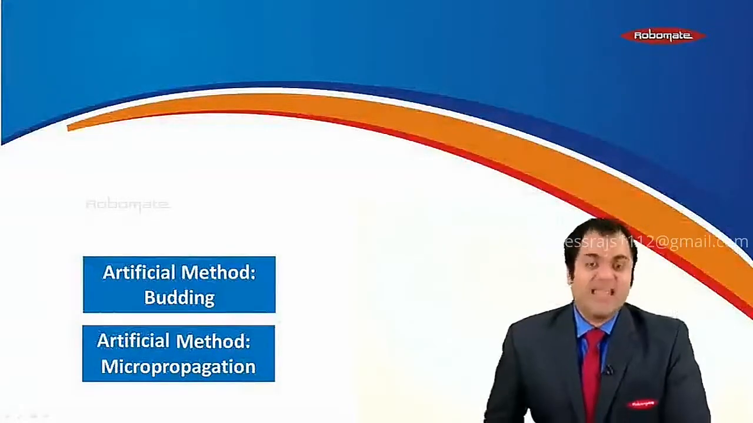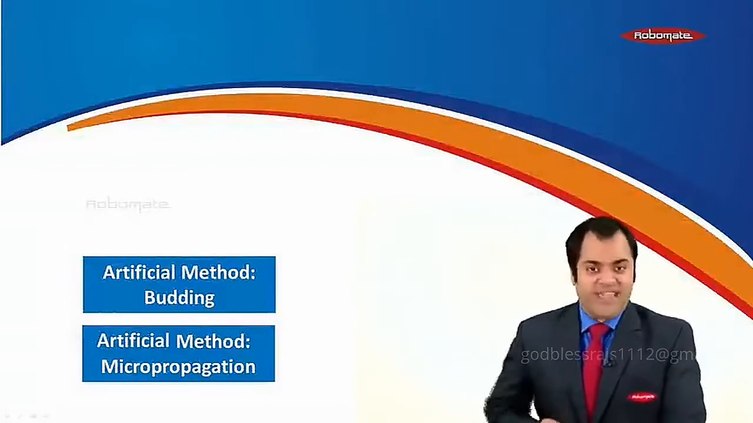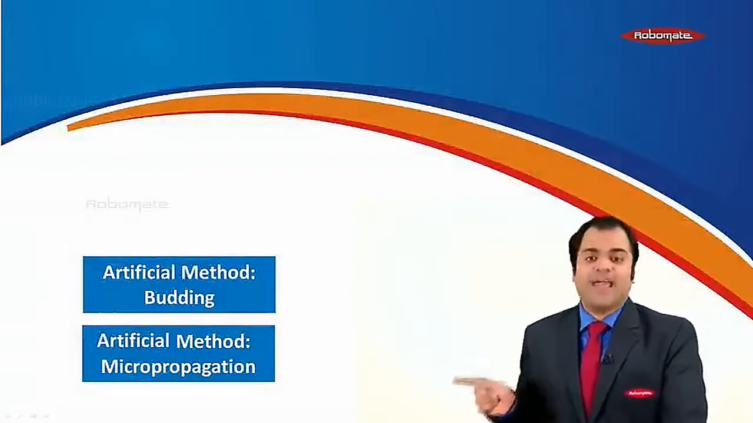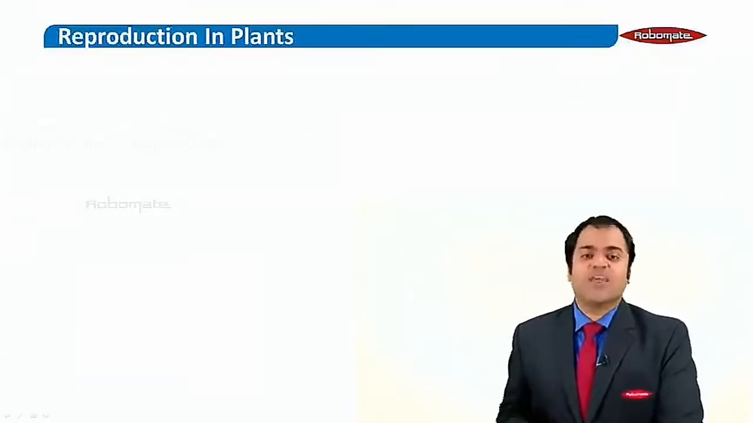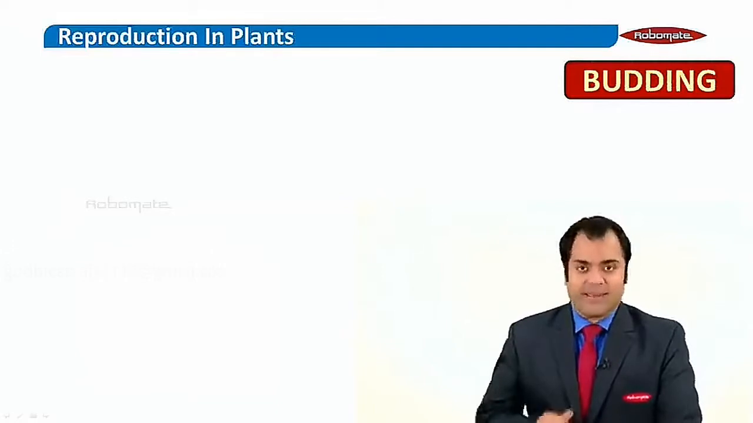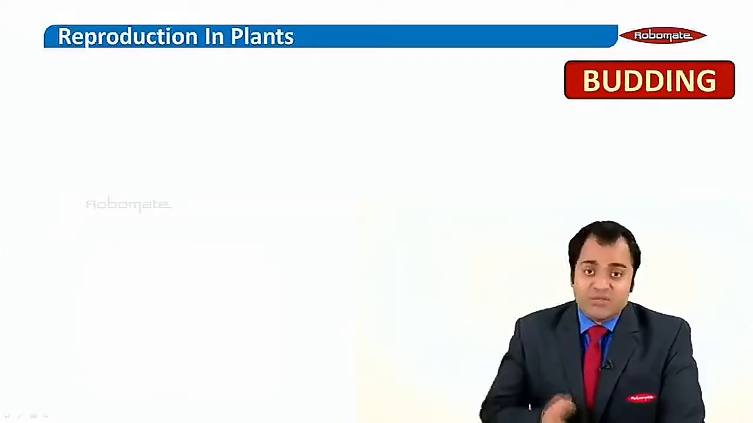Hello students, in this module I will be talking about another two methods of vegetative propagation, namely budding and micropropagation. Look, listen and learn. So let us see what is this process called as budding. Now remember, budding is a type of grafting, and how do you start it?